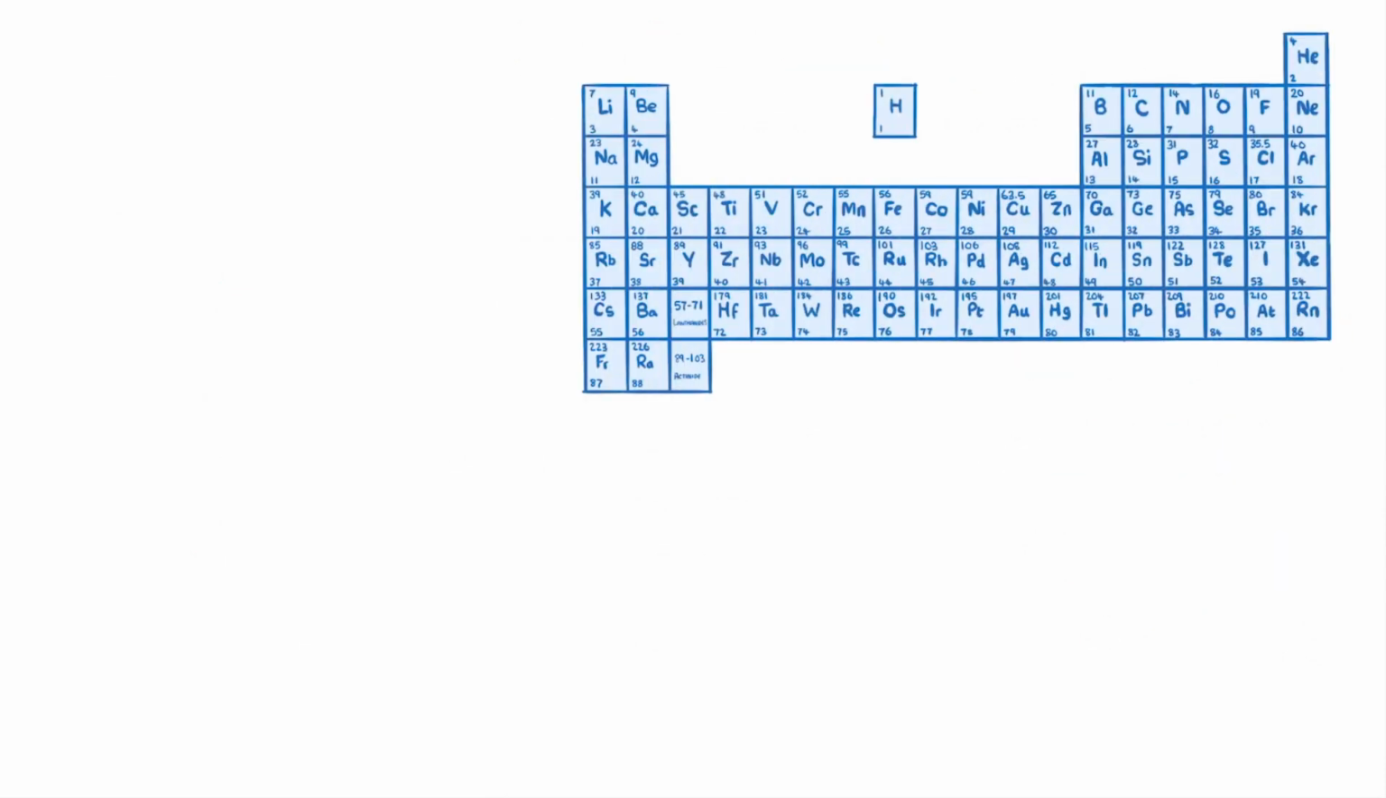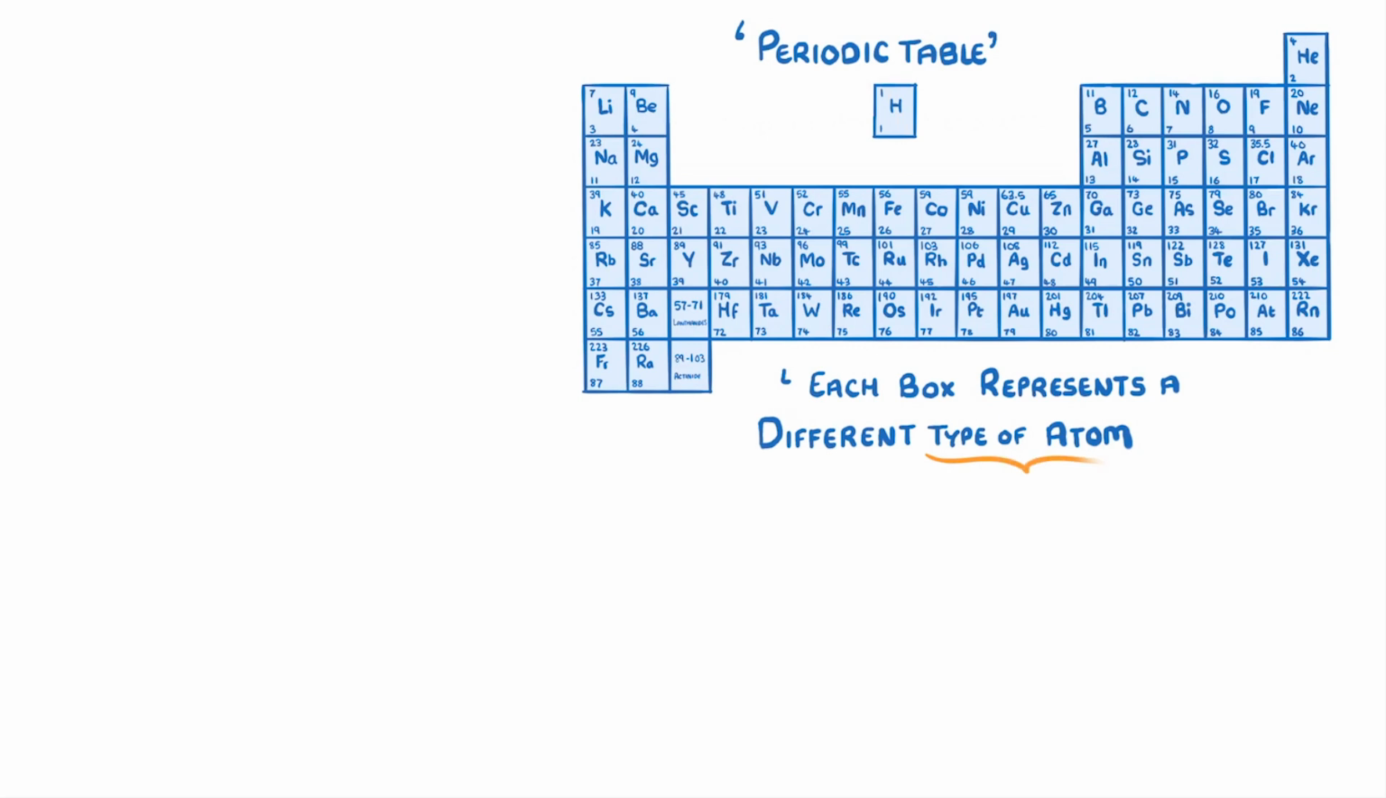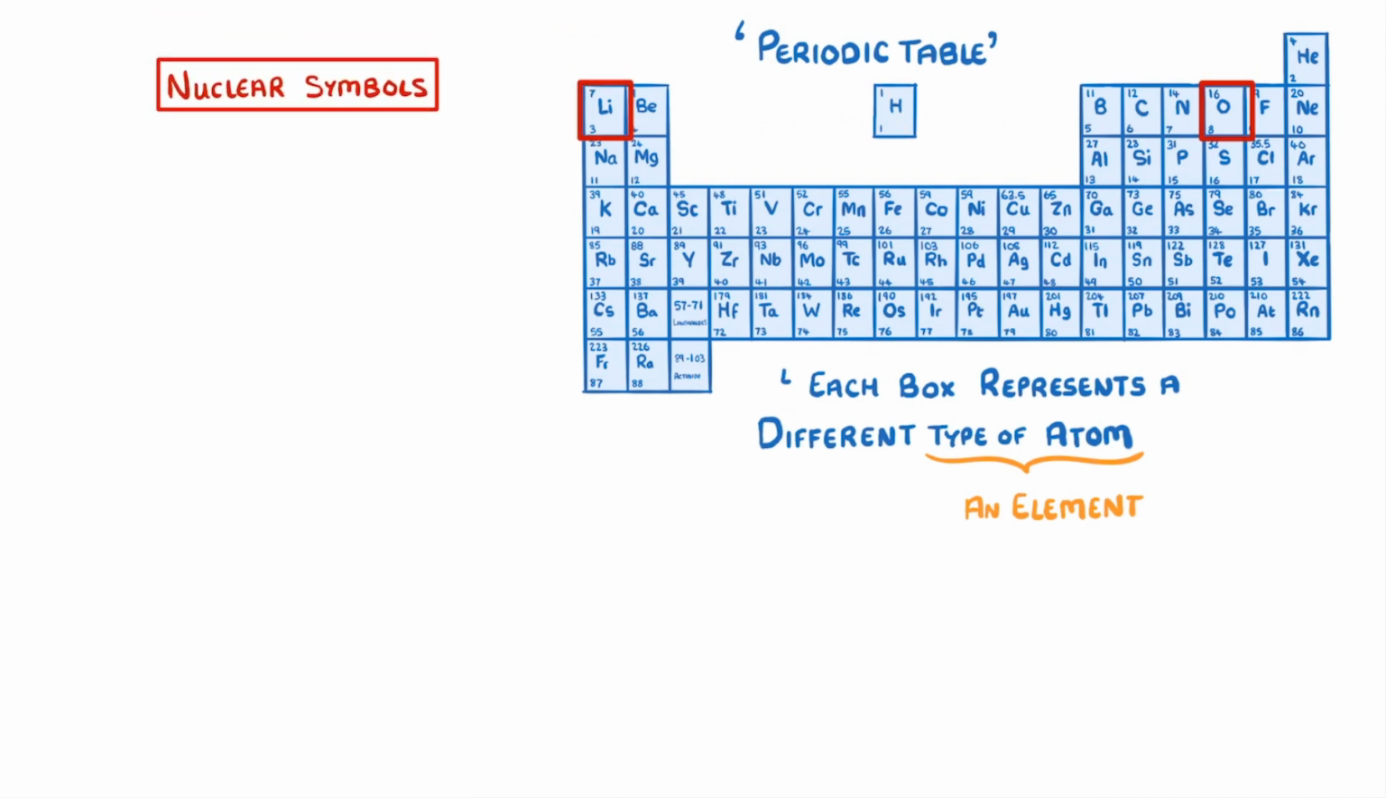Now, we take a look at it in detail in another video, but this here is the periodic table, and each box in the table represents a different type of atom, which we call an element. So this box here represents the element oxygen, and this one is the element lithium. We call these boxes nuclear symbols, and they tell us a whole bunch of information about the element. To see exactly what they tell us, let's take a look at the nuclear symbols of oxygen and lithium.